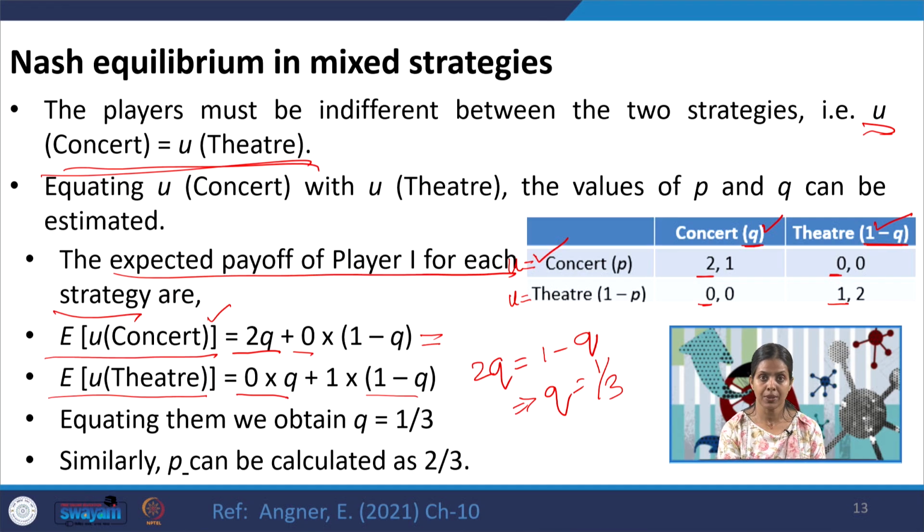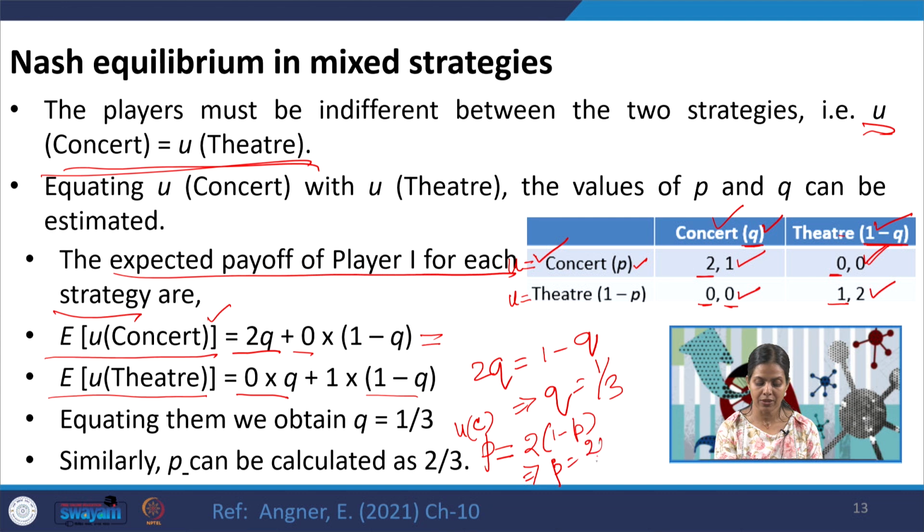So, in order to get the P value, what do we do? For each strategy of the husband, he sees that he can get 1 with the probability of P and 0 with the probability of 1 minus P. So, he writes P plus 0 into 1 minus P, which is basically P. This is the utility from concert for the husband, and it is equal to the utility from theatre, which is 0 into P plus 2 into 1 minus P. Again, 0 into P is 0 and 2 into 1 minus P, which implies P is equal to 2 by 3, taking 2P to the other side. So, this is how we calculate P.